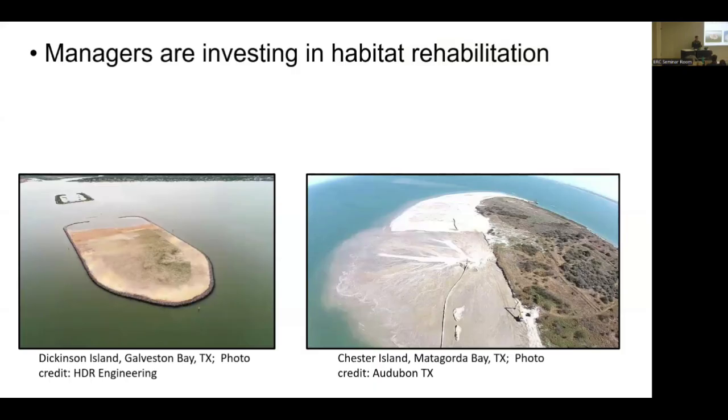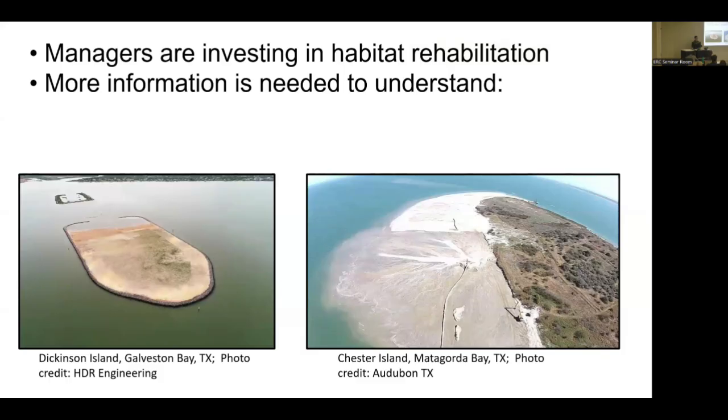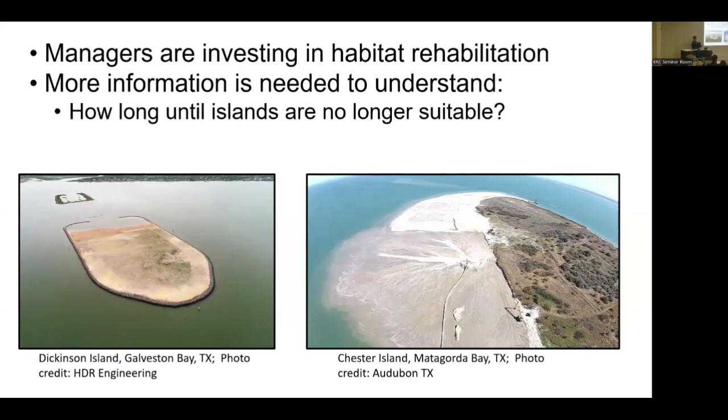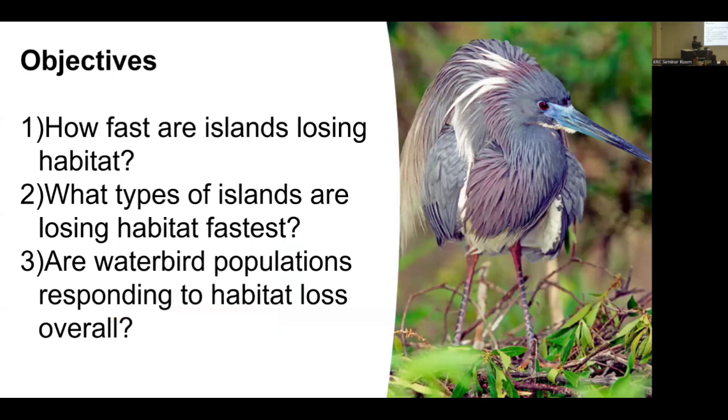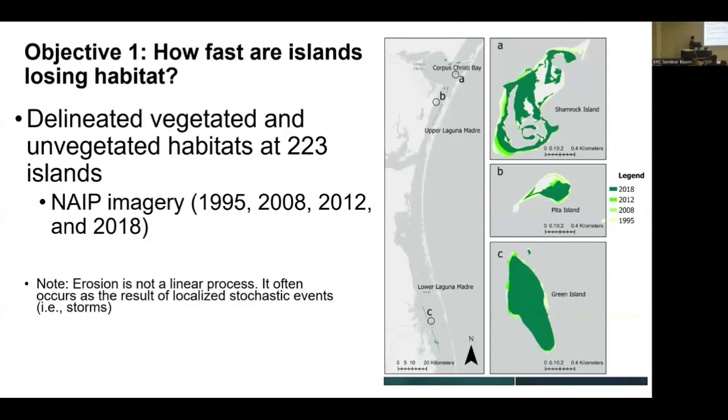And that's a big part of the project I work on. They're also sort of lacking information on rates of habitat loss. And that means they don't have a really good understanding of how long until these islands are no longer suitable and how it's going to affect bird populations in the future. And so that's really the objective of this study: to figure out how fast islands are losing habitat, what types of islands are losing habitat the fastest, and how waterbird populations are responding to habitat loss overall.